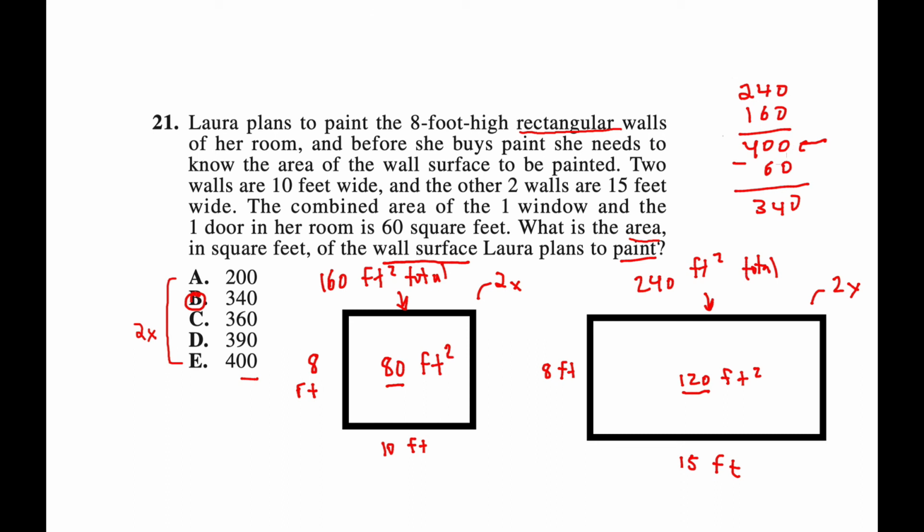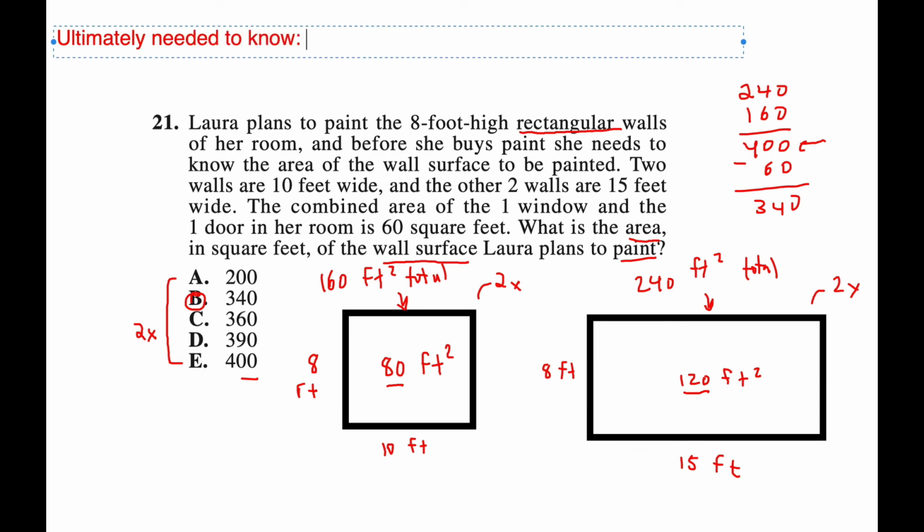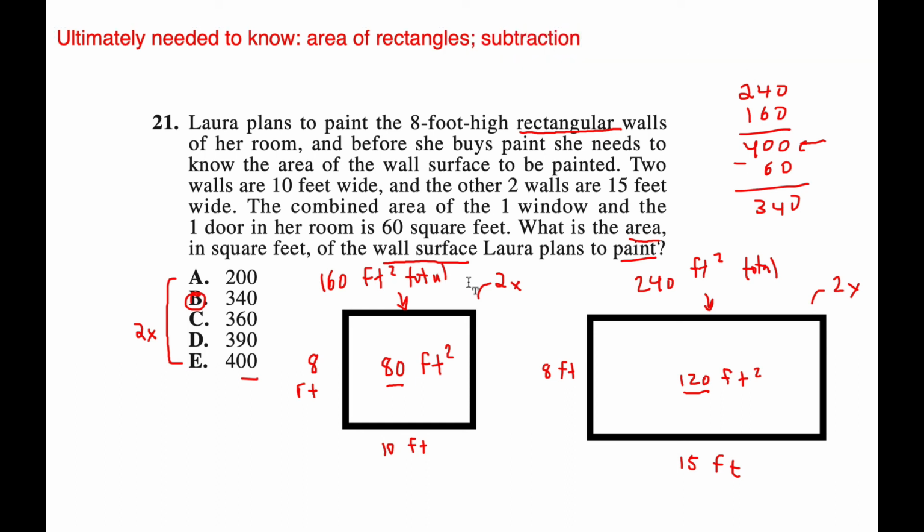All right, and then I'm going to write out here what we ultimately needed to know mathematically on this question. Ultimately needed to know, really it just came down to area of rectangles, and then we had to do some subtraction at the end there. And then as far as ultimate takeaways on this question, this one is pretty reflective of a lot of word problems on the ACT, in the sense that a lot of the challenge is just getting through the reading of it and figuring out what is actually important to the question. The math, as we saw, was pretty basic.